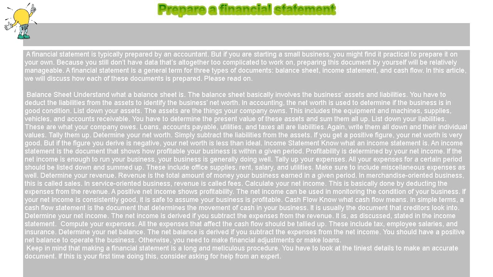List down your liabilities. These are what your company owes. Loans, accounts payable, utilities, and taxes all are liabilities. Again, write them all down and their individual values. Tally them up.